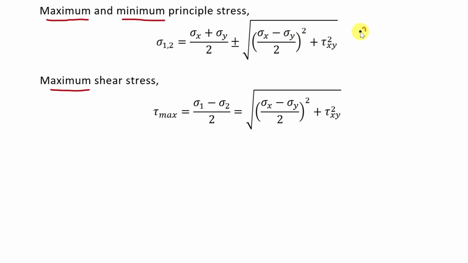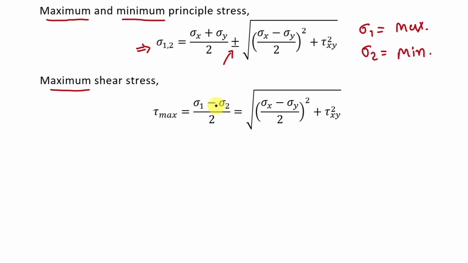And here this sigma 1 is the maximum value of principal stress, meaning the maximum value of normal stress, and this sigma 2 is the minimum value. For the maximum value we will take the positive sign, and for the minimum value we will take the negative sign. So if it is asked to find the maximum and minimum principal stress in the body, then you have to use this formula. Fine?